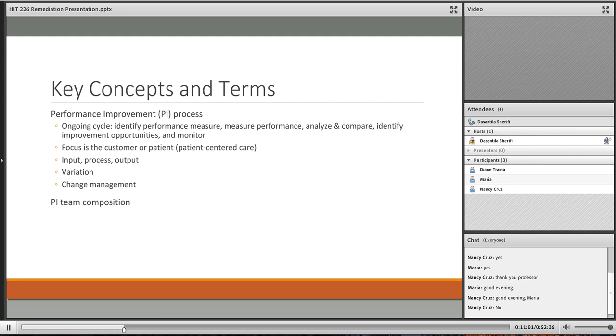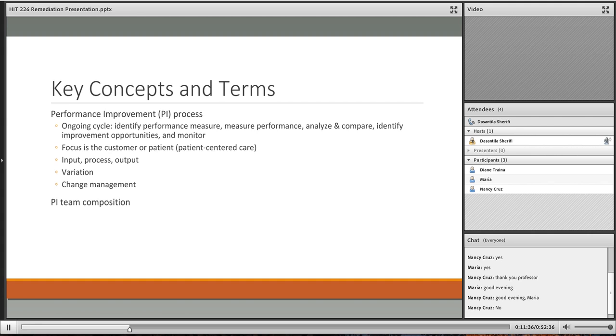So that's a comparison piece, and you try to identify whether you're doing well or whether there is an opportunity for improvement. And if the latter is determined, then you're going to make changes and monitor that change until you get the desired outcome. But at the center of this, never forget, is always the customer, in this case, our patients, right? There are three important parts of this PI ongoing process. Of course, the input, the process, and the output.